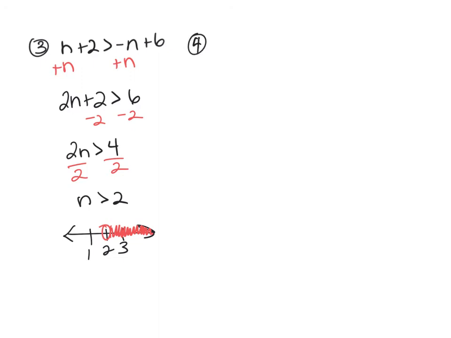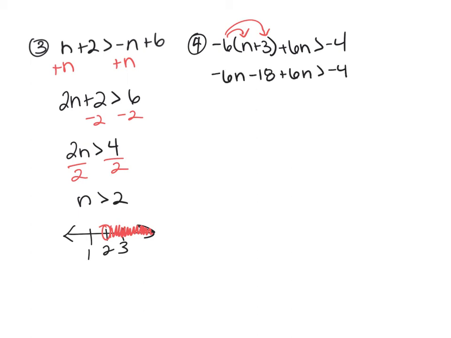Let's see. Negative 6 times n plus 3 plus 6n is greater than negative 4. So we're going to multiply, distribute that negative 6. So I have negative 6n minus 18 plus 6n is greater than negative 4.